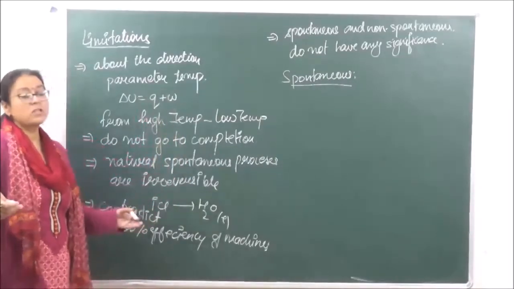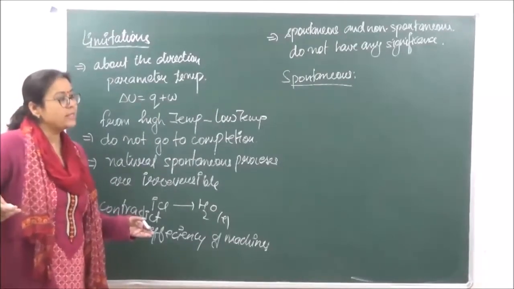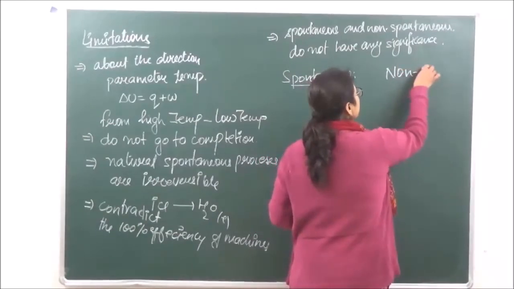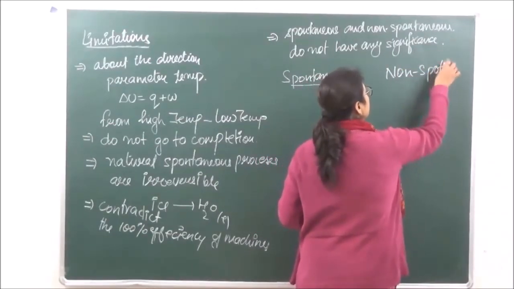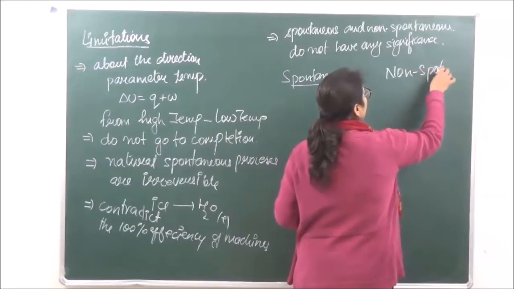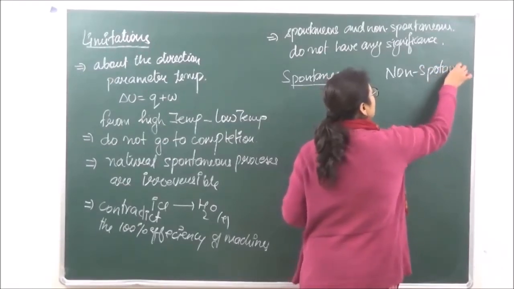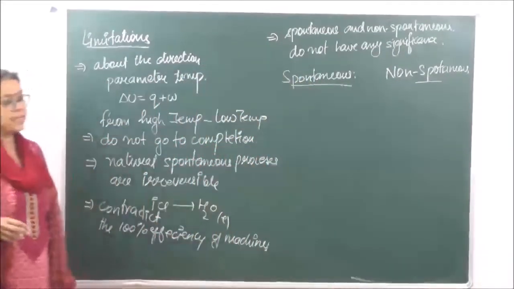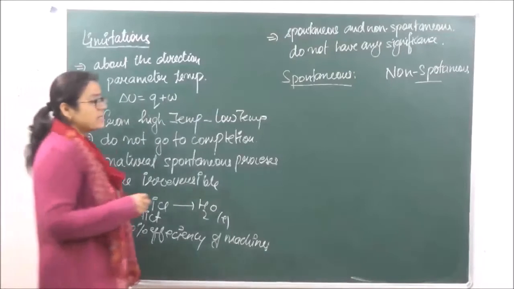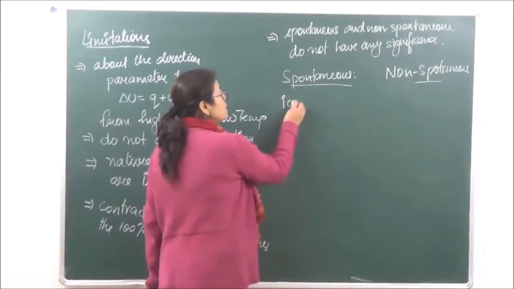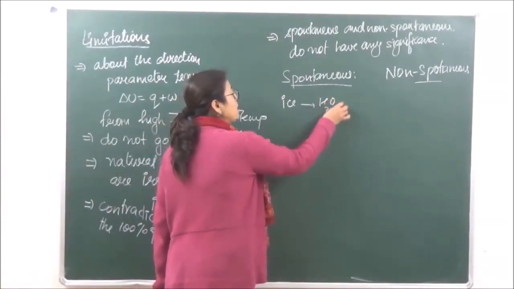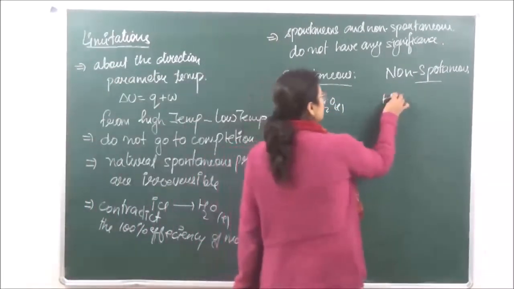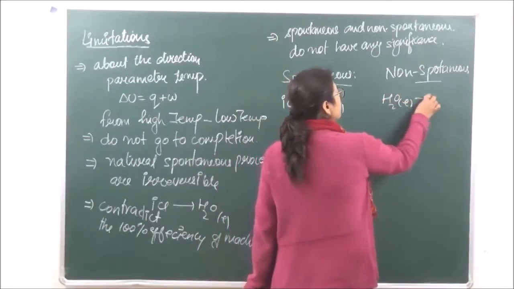So the process in which the ball is rolling down, that is a spontaneous process, and the process in which we are putting energy to take the ball back to the upper flight of the steps, that is going to be non-spontaneous. Similarly, we've taken one example over here that ice will spontaneously convert into a liquid, whereas liquid will not spontaneously convert into ice.